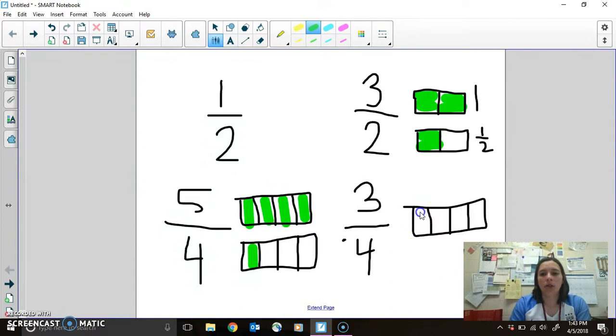Okay, so let's count our 3/4. 1/4, 2/4, 3/4. Notice I didn't shade that whole thing. I only shaded 3 of the 4ths. So that one is less than 1 whole. Okay. All right, good job. We are going to go ahead and go on to our next part.